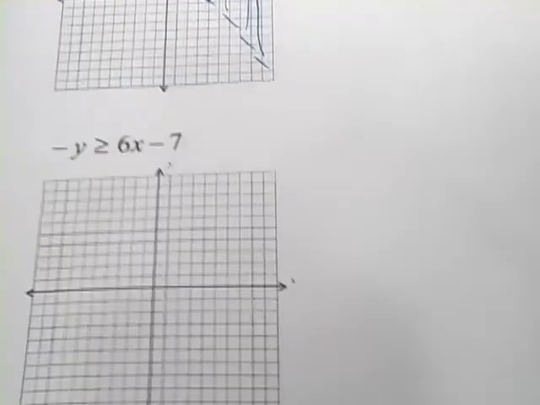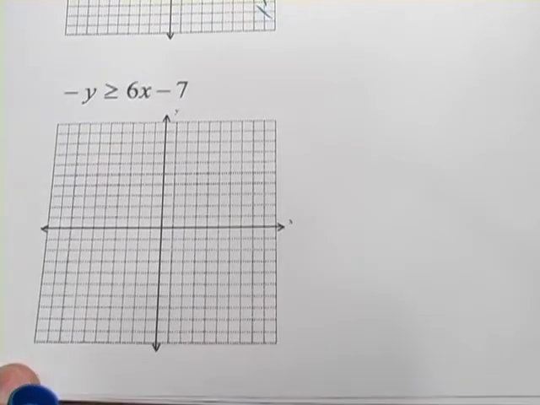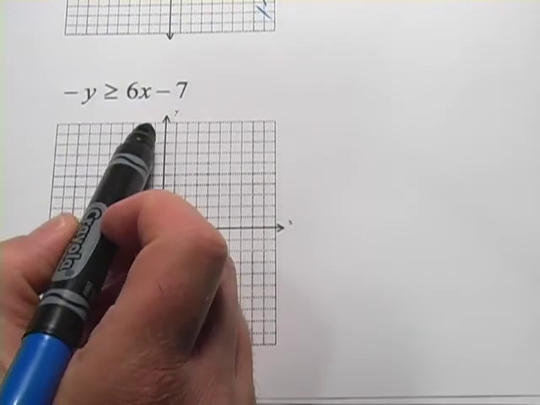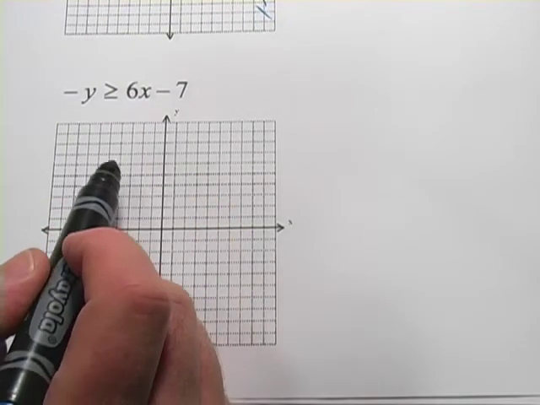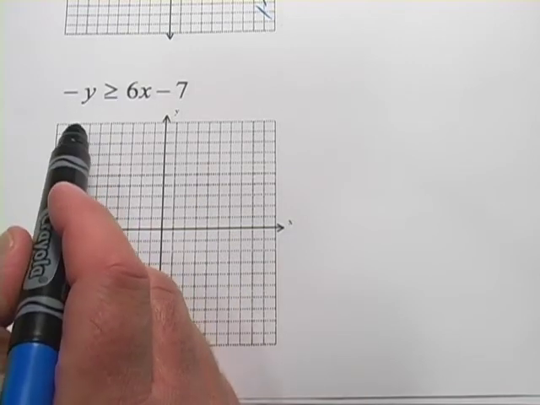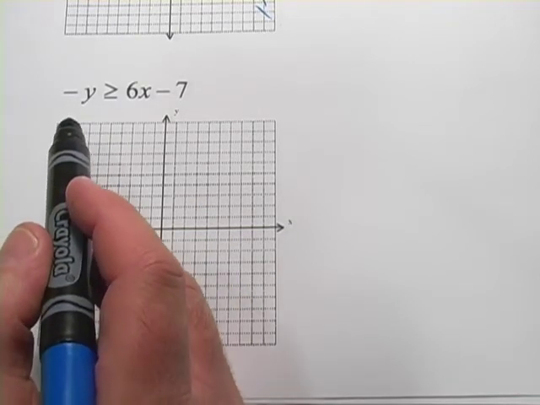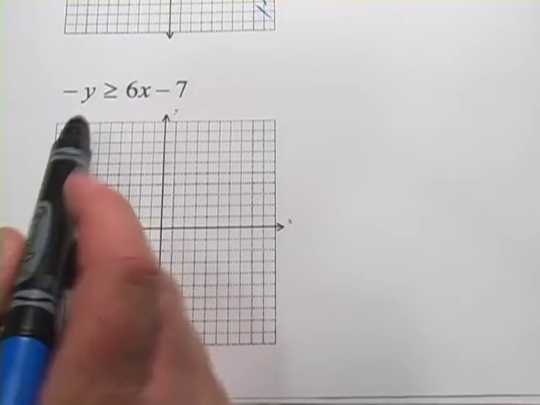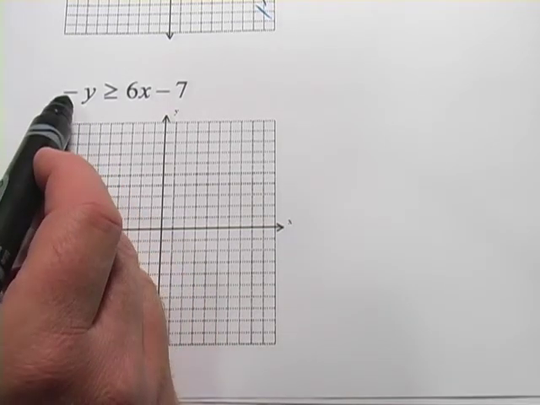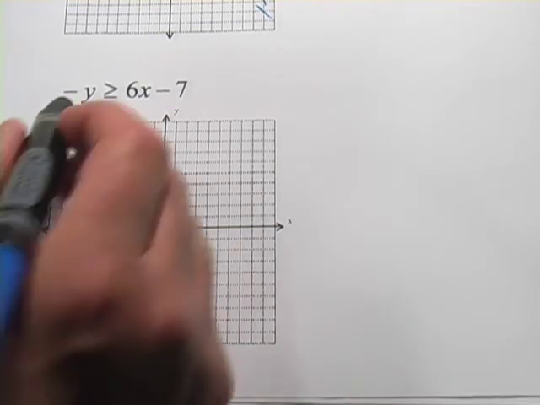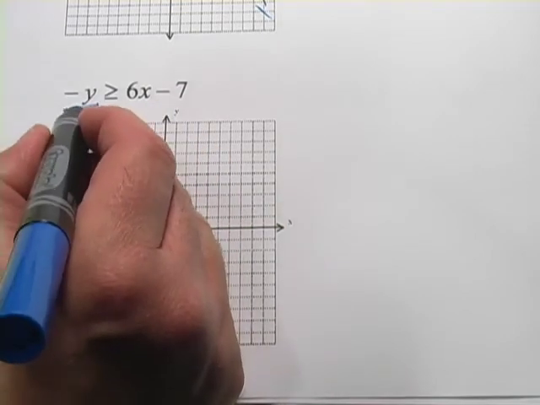All right, let's try one more. This one says negative y is greater than or equal to 6x minus 7. And this might look solved. It might look like it's in y equals mx plus b form, that slope-intercept form, but it's not, because this doesn't say y over here, it says negative y. And we need to fix that by, well, I'm going to divide everything by negative 1.